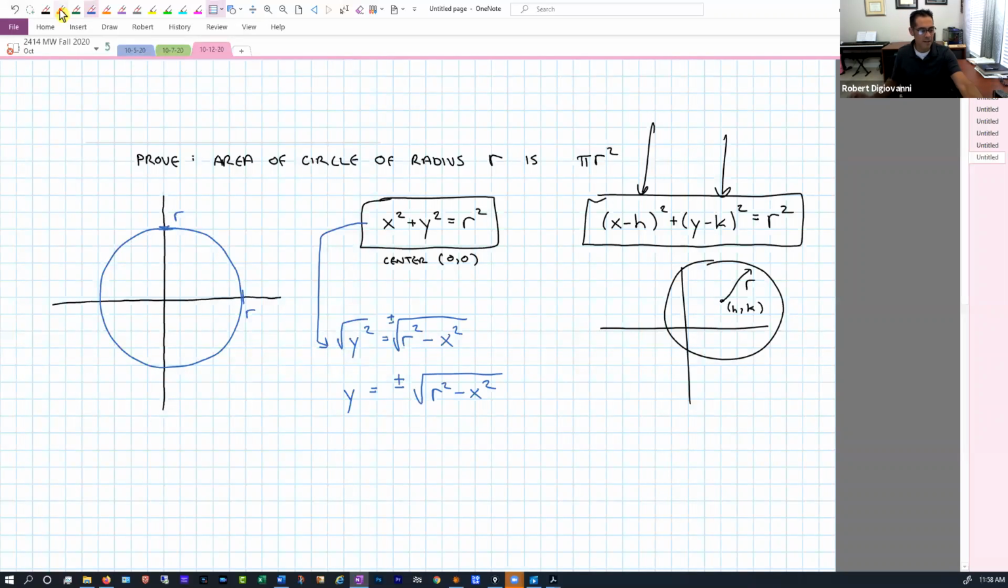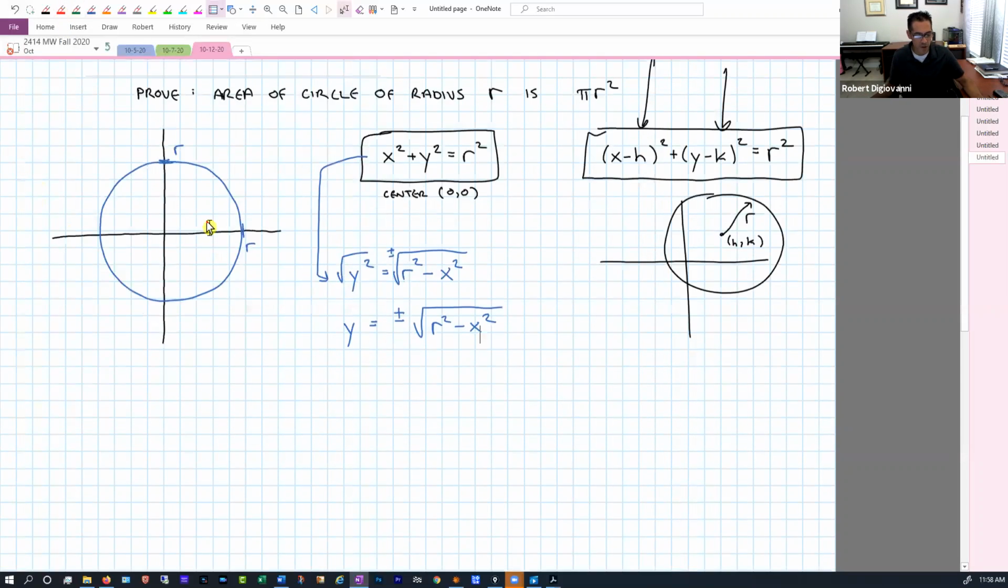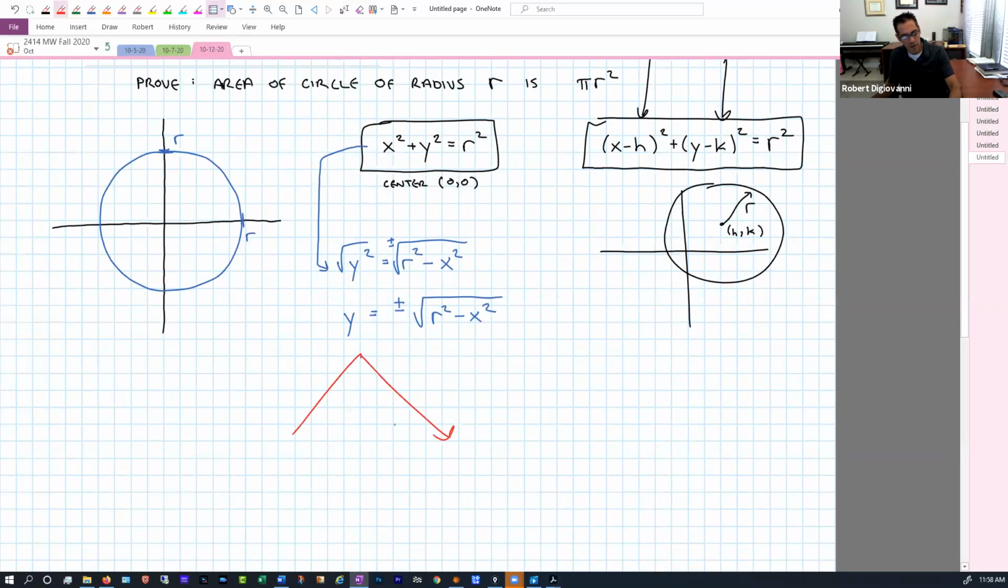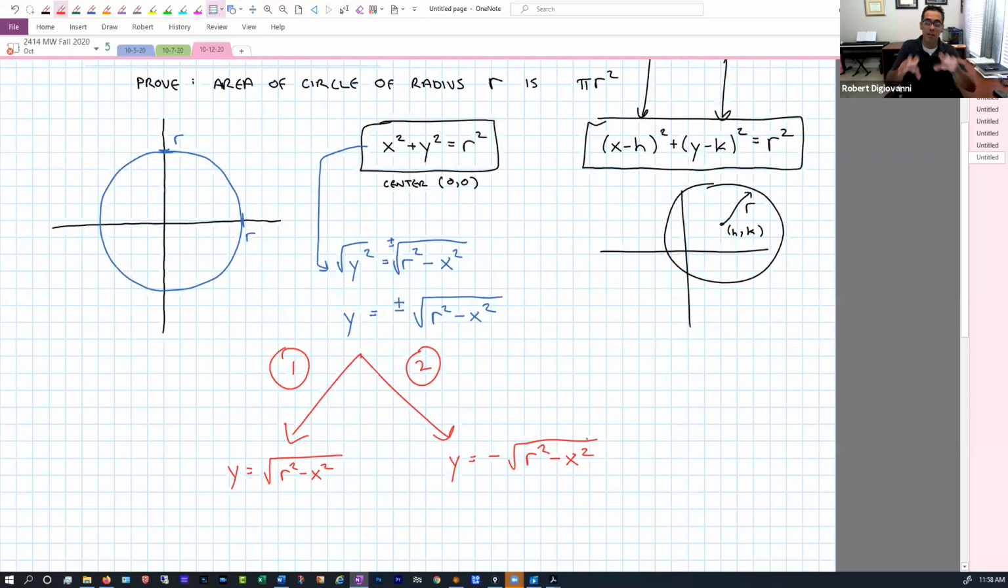So what this means is that that circle can be drawn if we're willing to look at it as 2 pieces. The first one is y equals the square root of r squared minus x squared. The other piece is y equals negative square root of r squared minus x squared. If we're willing to look at it as 2 different pieces, then each of those pieces by themselves would be a function.